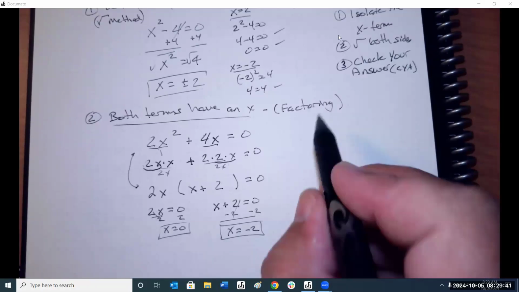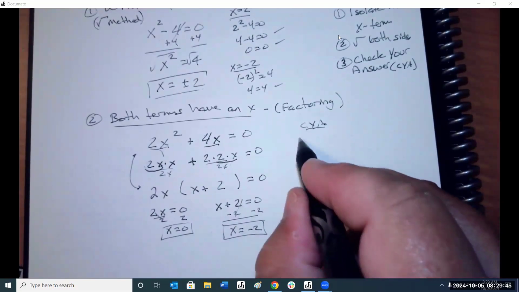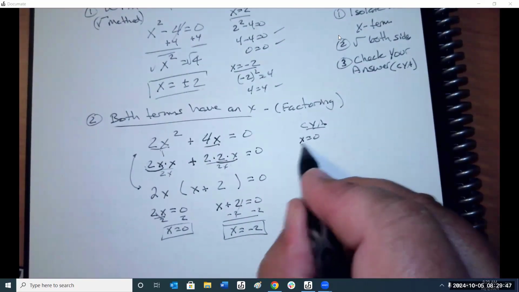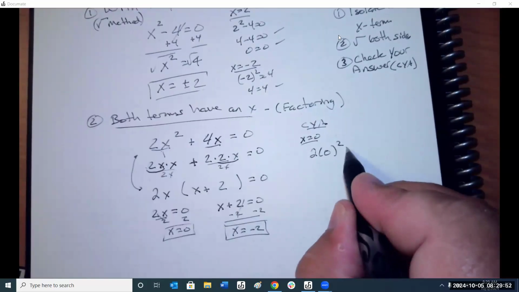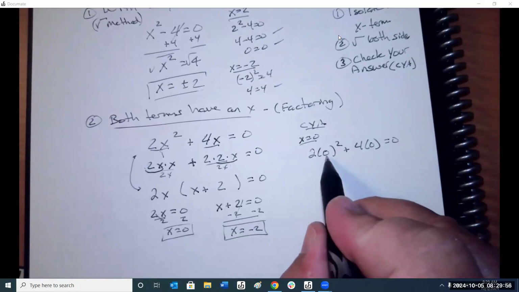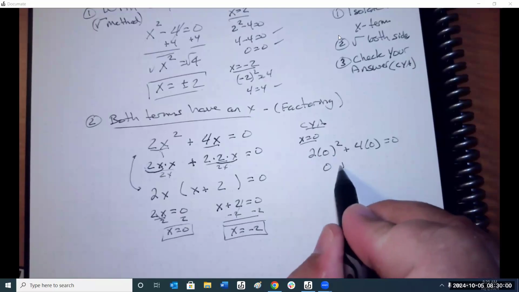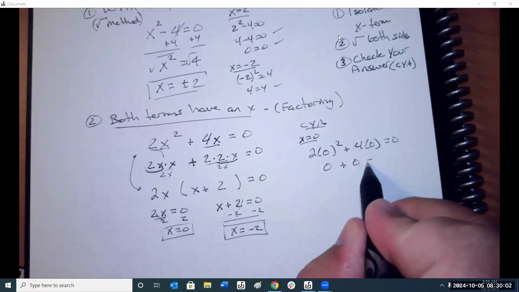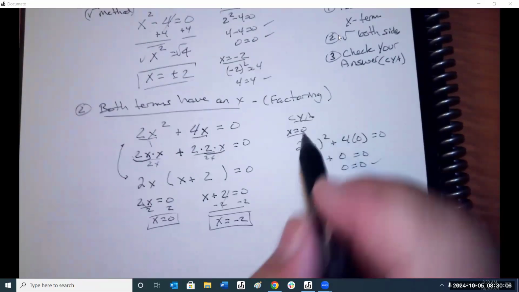So let's check them both. Remember, always check your answer. So say with x equals 0. 2 times 0 squared plus 4 times 0. 0 squared is 0. 2 times 0 is 0. 4 times 0 is 0. So check, it works. So 0 is a solution.